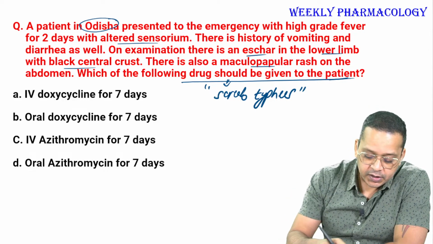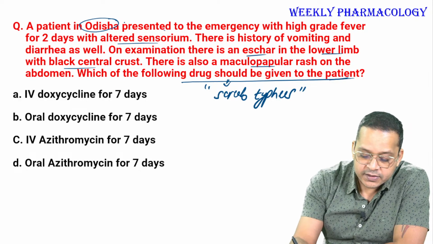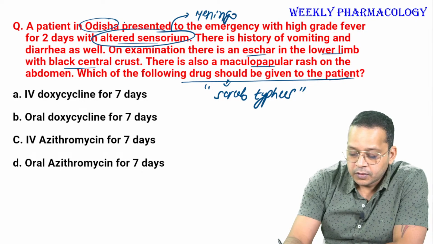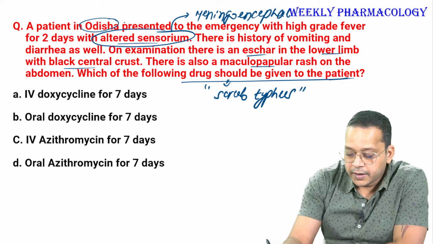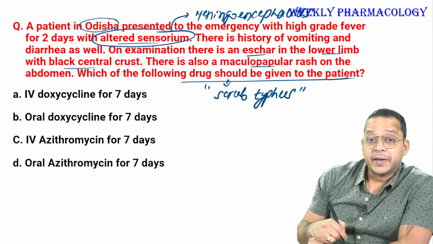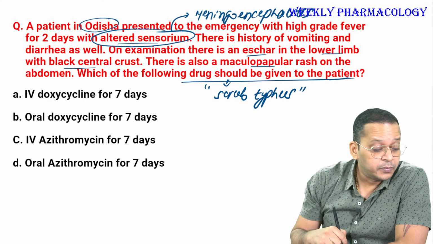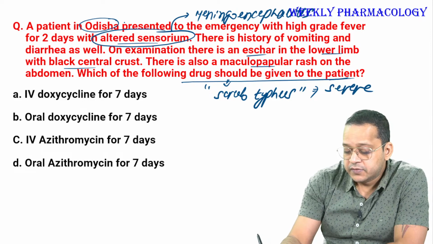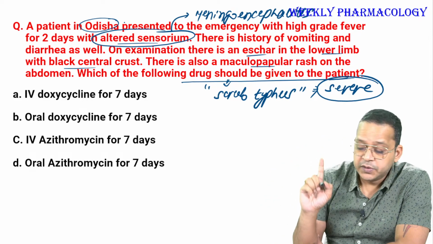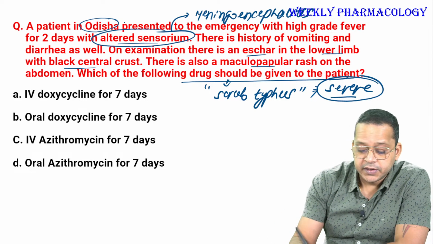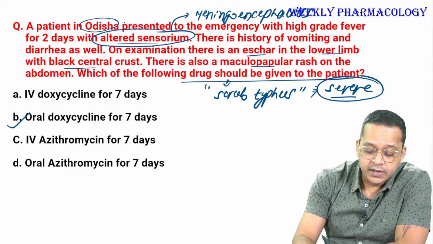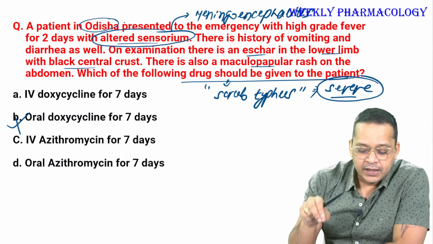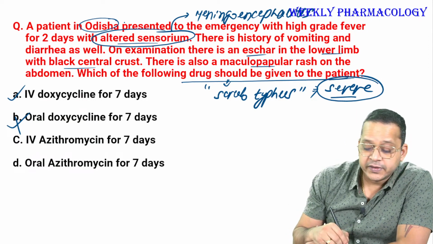Now you have to understand, when I say altered sensorium, it means what? Probably he has already developed meningoencephalitis, means involvement of brain and the meninges is there. So the infection comes into severe category. And if it is severe category infection, most of you have given answer as B, but B will not be the answer. For this particular patient, I have to admit the patient and start on IV doxycycline for 7 days, right?